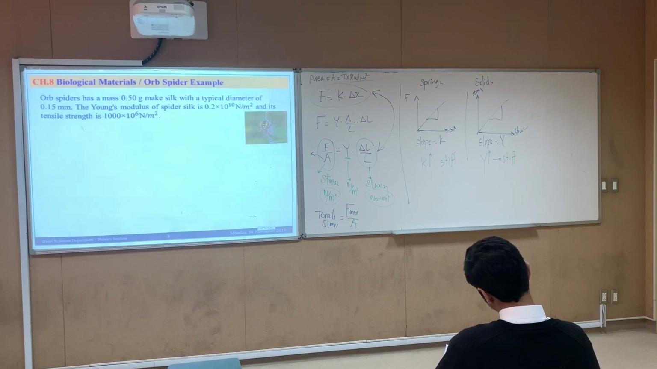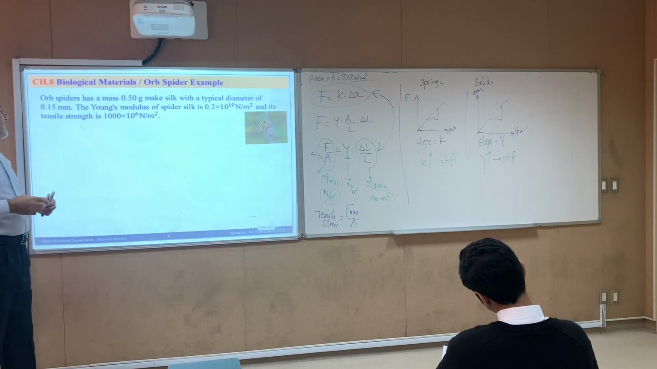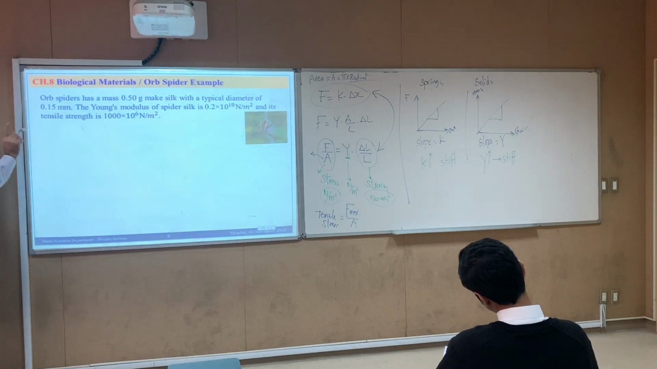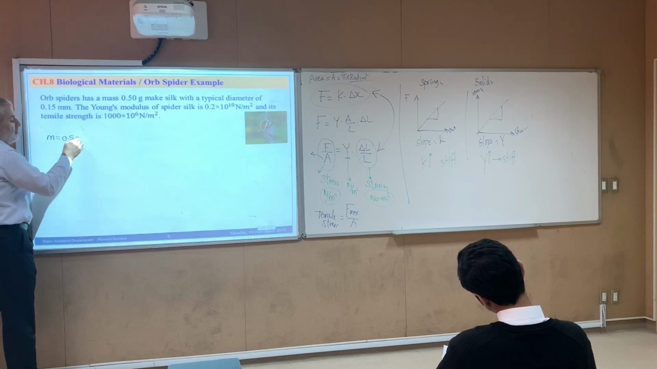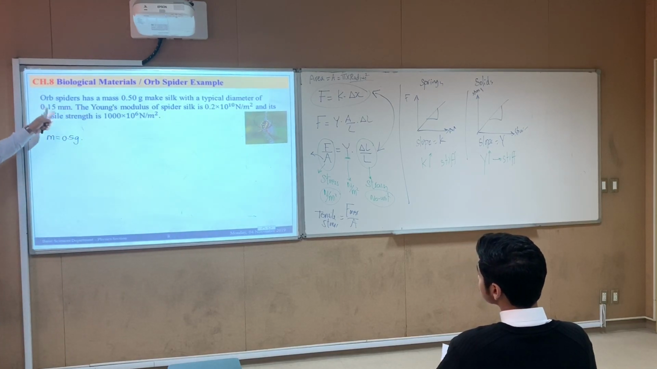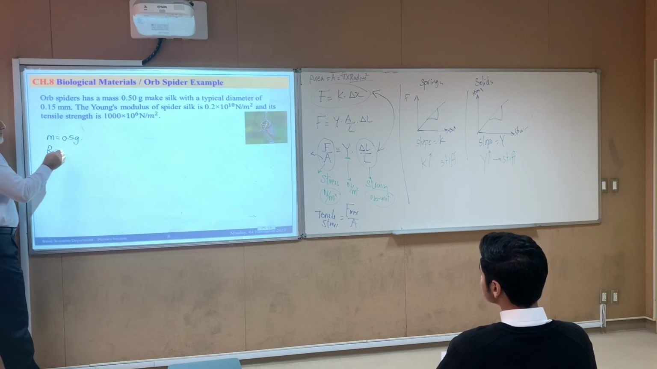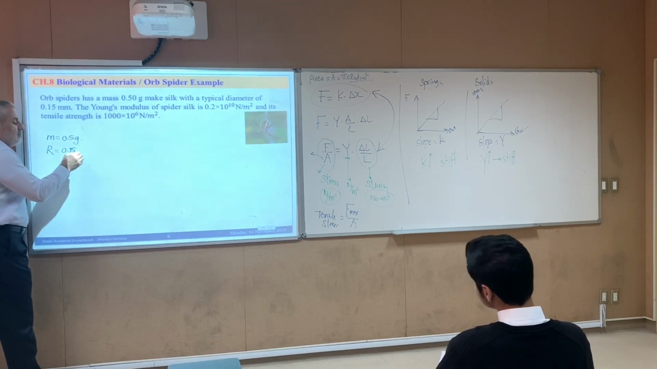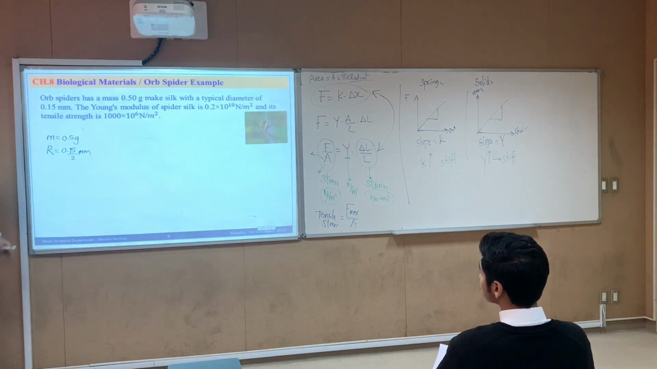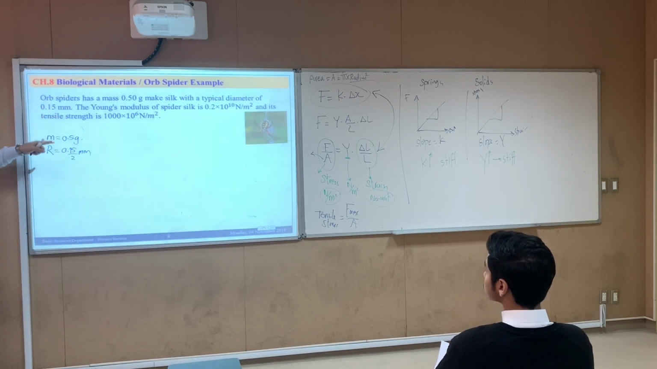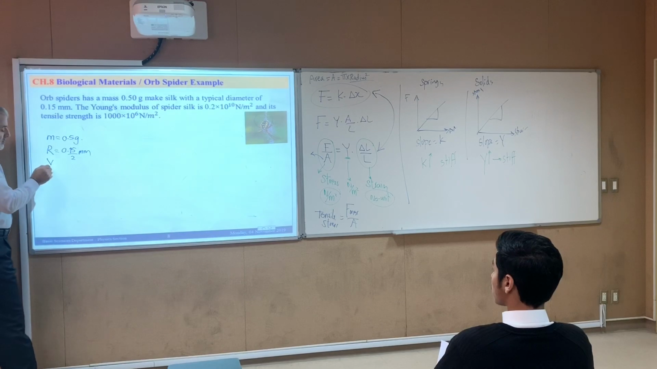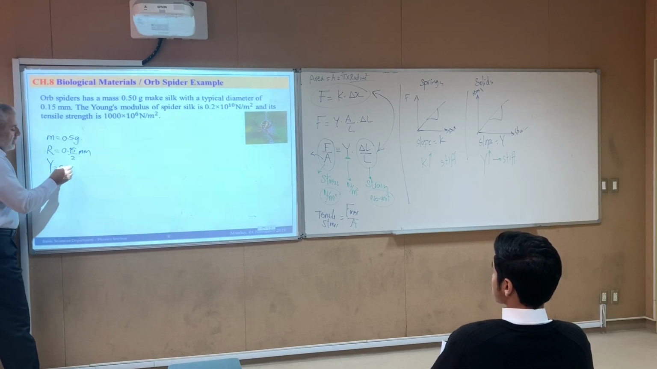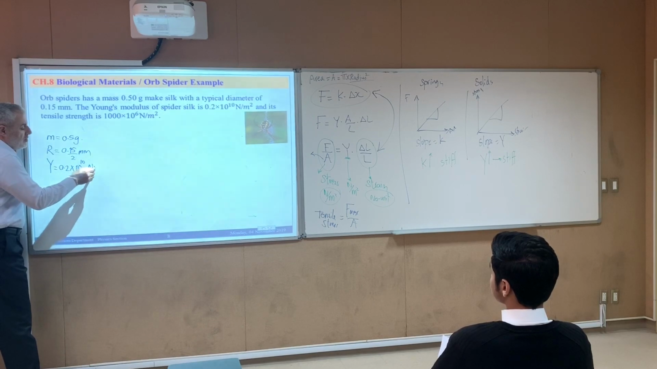An orb spider has a mass, makes silk with a typical diameter, the Young's modulus, and its tensile strength. I will write the details. The mass is 0.5 gram, okay? And diameter, how much R? 0.15 millimeter, over 2. This is the diameter. Here it is 50 grams, we will convert later. The Young's modulus is 0.2 times 10 to the power 10 Newton per meter square.